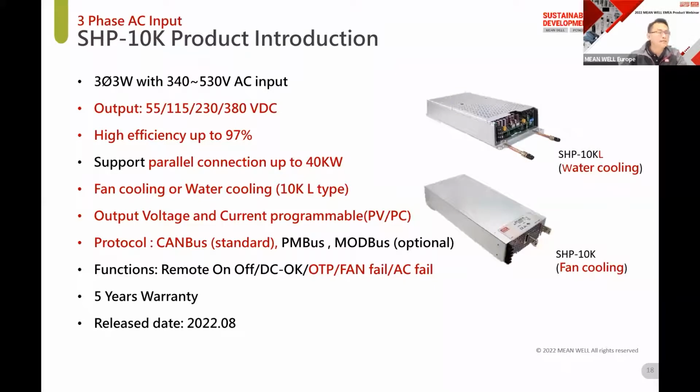SHP 10K is a new generation with high input and high output voltage. Efficiency is up to 97%. Connect 4 units in parallel and you can get 40K watt of power. It also comes with a water cooling and a fan cooling version. Digital control has CAN bus, PM bus, and Modbus available. It is suitable for industrial applications, for example, UV or laser machine applications.